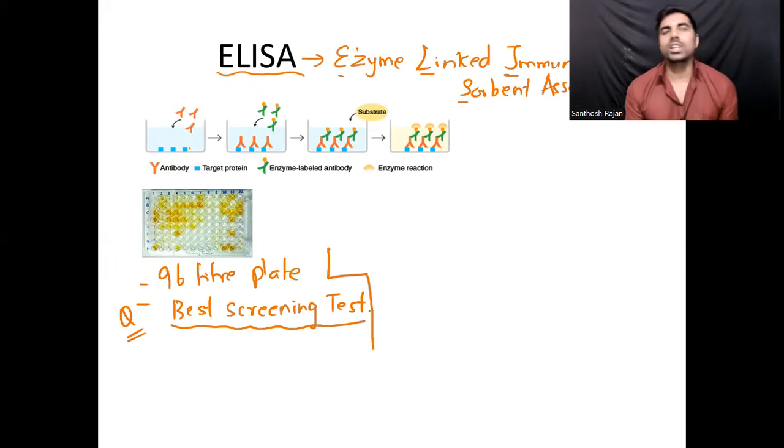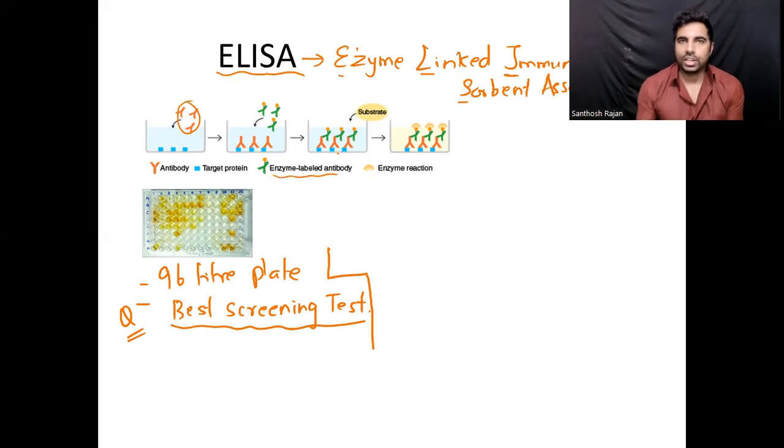Here, you're detecting either antigen or antibody. So let's say here we're detecting the antibody. Here you have the target protein. You're adding the antibodies here. Then you're adding the enzyme labeled antibody with a substrate. They combine together and form a reaction. You'll get color, like this yellow color that is formed, which is positive. Accordingly, you give the result.